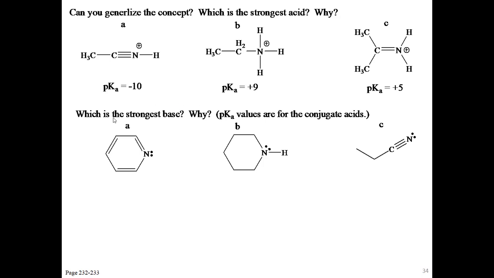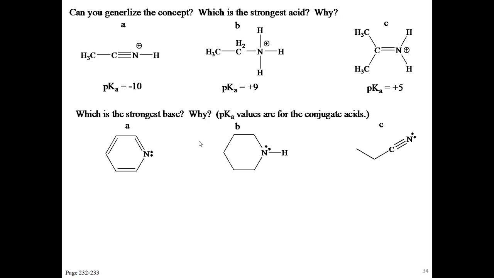So let's turn this around and look at it in the opposite sense, as a base. Which of these nitrogens is the strongest base? Now remember, a base donates its electrons. So I would donate these, or I would donate these, or I would donate these. Which one of those nitrogens is most willing to donate?